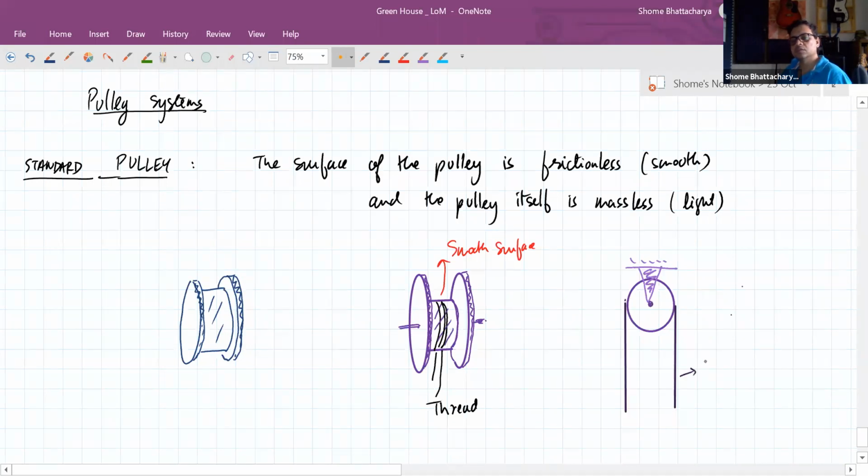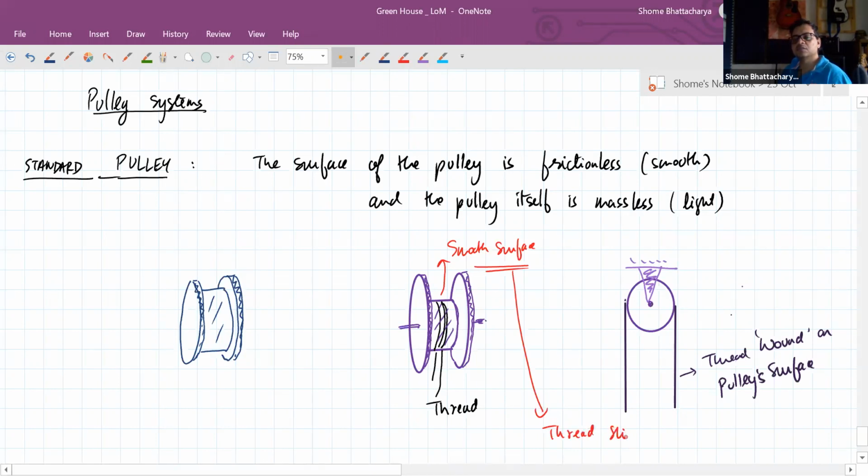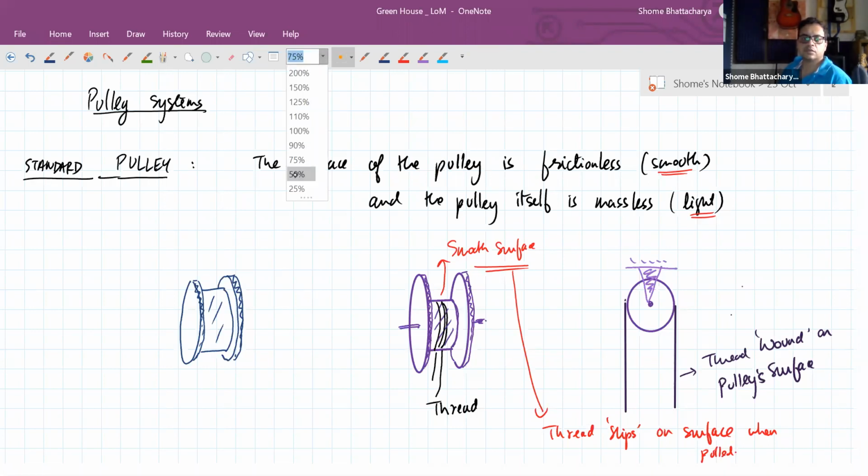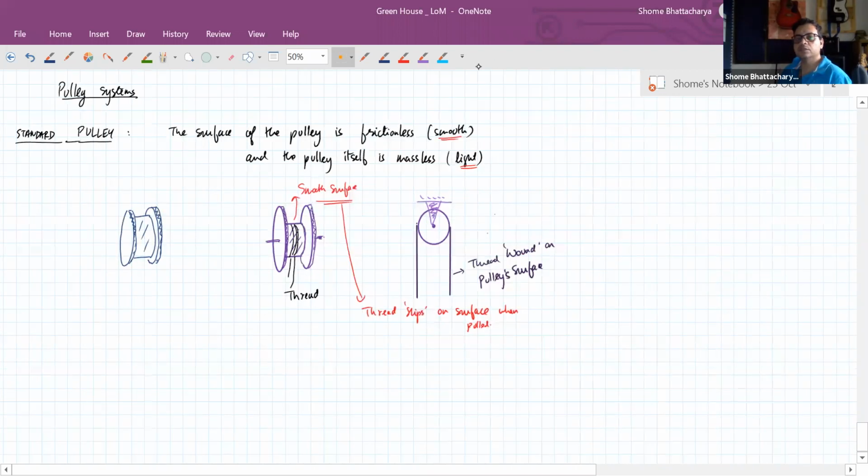So if this is a thread which is wound on the pulley's surface, because this is a smooth surface, the thread slips on the surface when pulled. That is the meaning of the pulley being smooth, and the significance of its being light will come in later. So this kind of system is a pulley.